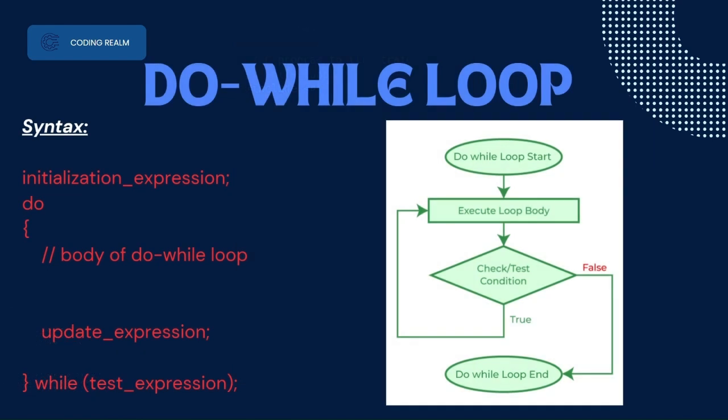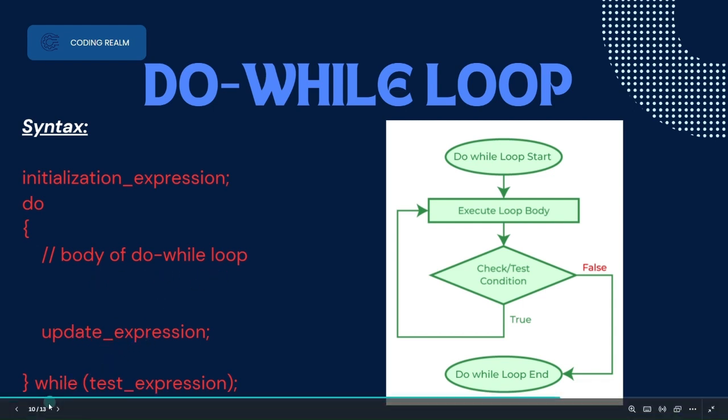Now the do while loop. The do while loop is similar to a while loop, but the only difference is that the test condition is tested at the end of the body. In the do while loop, the loop body will execute at least once, irrespective of the test condition. Let's see the syntax. We start with the initialization expression, do, open the braces. We have the body of the do while loop and the update expression, and we have the while test expression with a semicolon. The semicolon in the while test expression is very important.